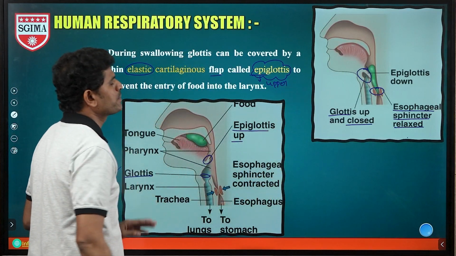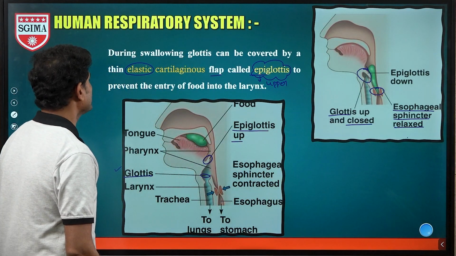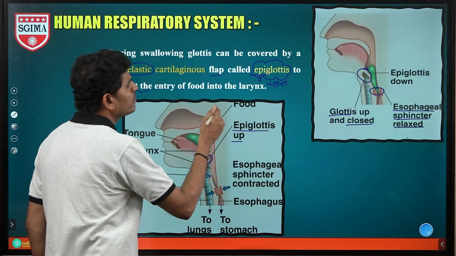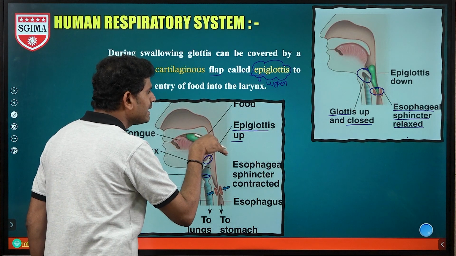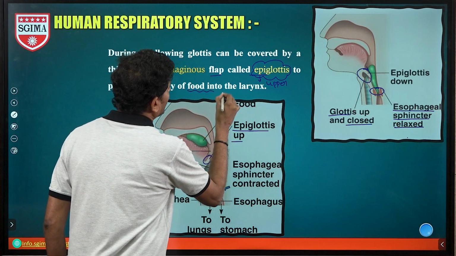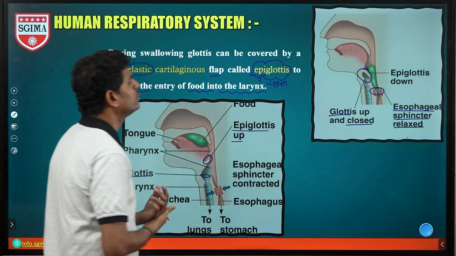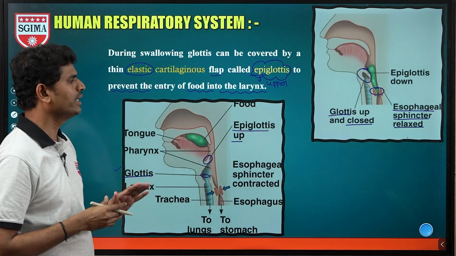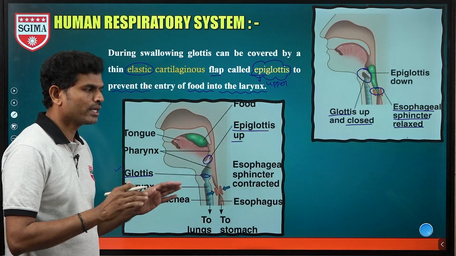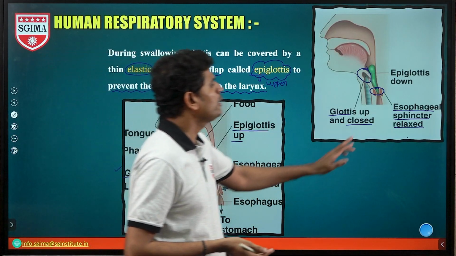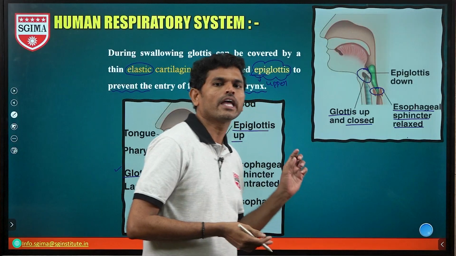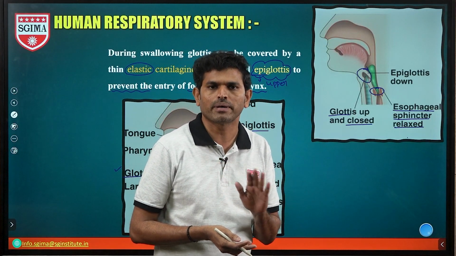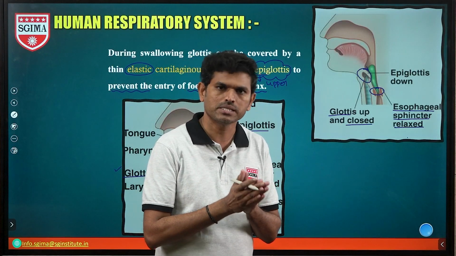Above the glottis is present, that's why it is called the epiglottis. What is the function of this epiglottis? It will prevent the entry of food materials or any other foreign particles into the larynx and the concerned respiratory tract. This is given in NCERT, but here we can get one extra point: the esophagus is provided with a sphincter.